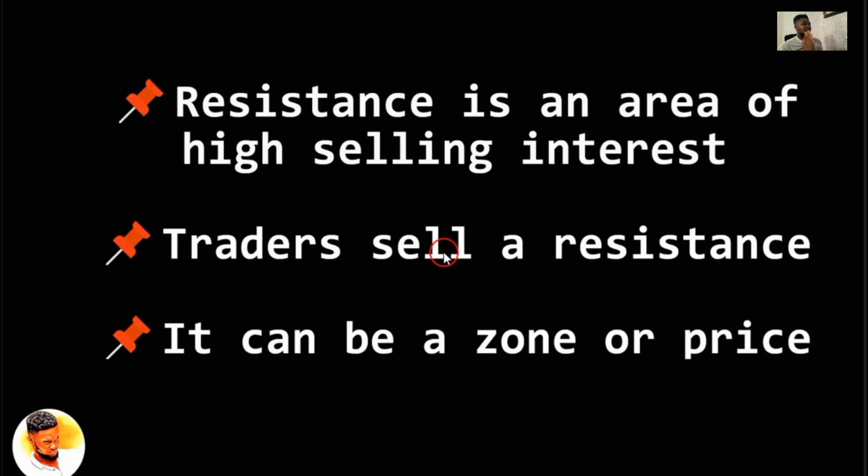Resistance is an area of high selling interest. Traders sell at resistance, and it can be a zone or a price point. Support and resistance can be short term or long term, but these are things you're going to discover on your own as you grow in your understanding of the price and the market.